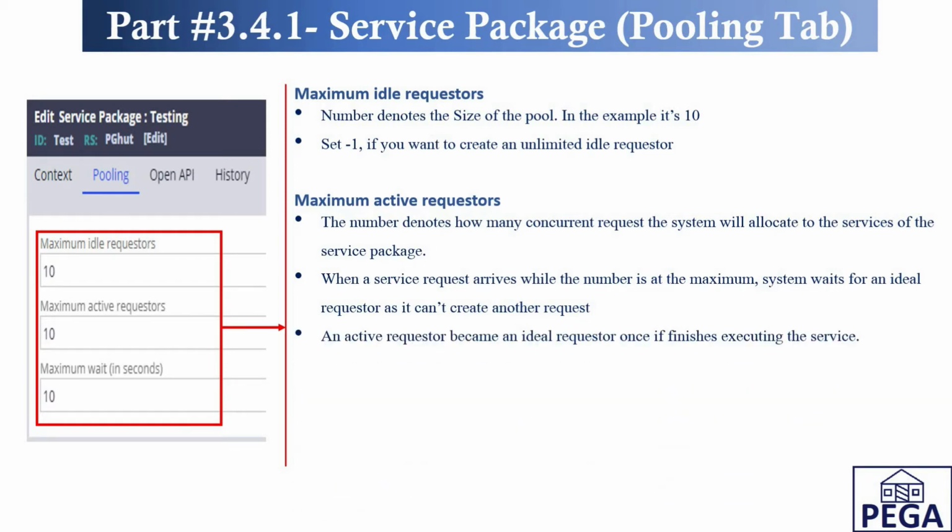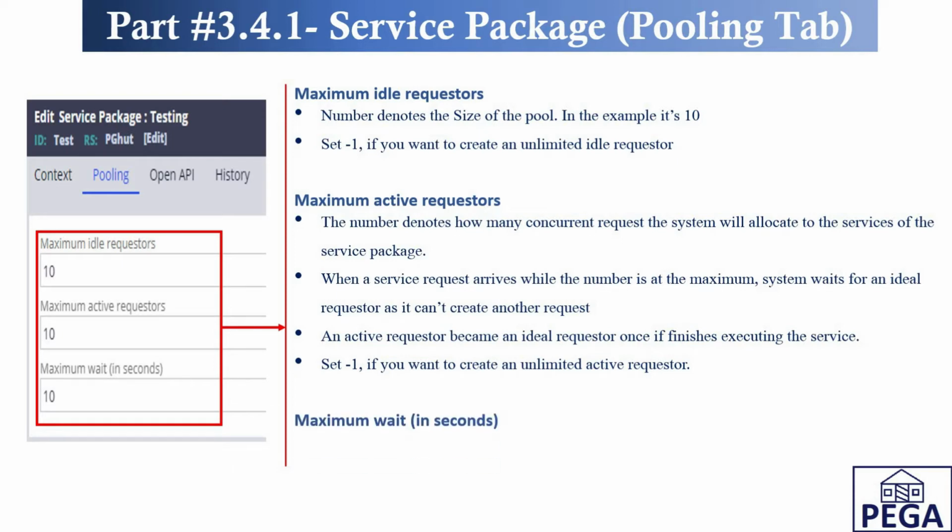An active requester becomes an ideal requester once it finishes the execution of the service. Like I just mentioned, the moment an active requester finishes the service, it will come back and sit in the ideal pool, and that's how it can take another request the moment another request reaches it. If you want to have an unlimited active requester, just set it to -1.